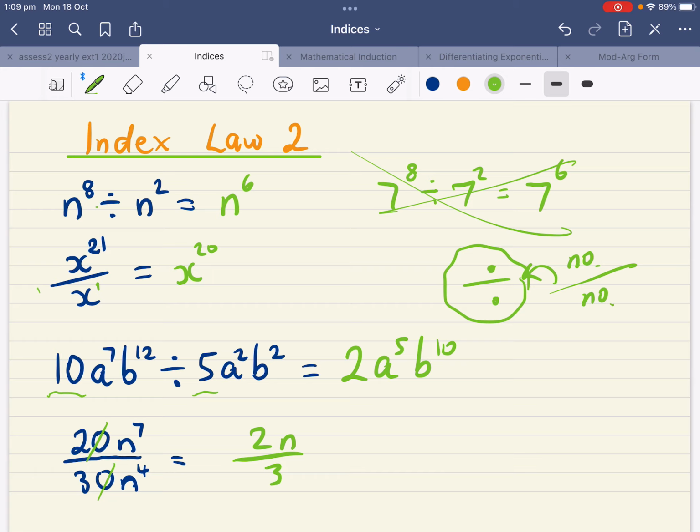7 minus 4 is 3. So you'd have it like that. Or some people might prefer to write it like this. They're both identical things, so it doesn't matter which way you go about it. Some people who really enjoy their decimals might even write their answer like this, which is also equally valid. All right, index law number 2. So hopefully that's making sense for you.